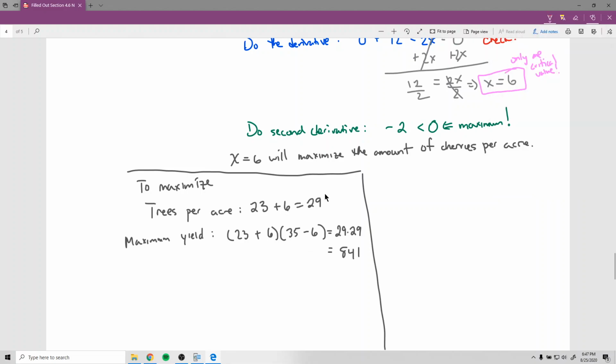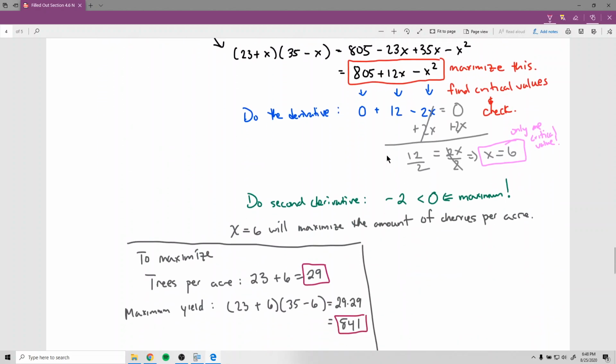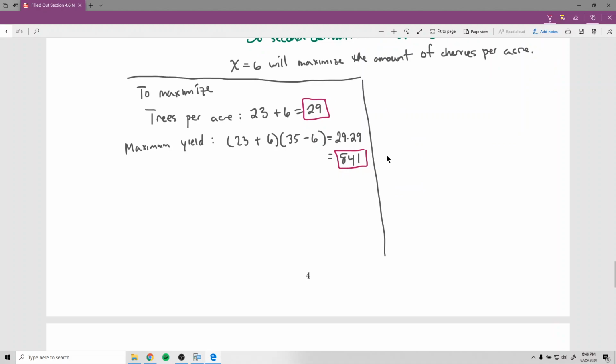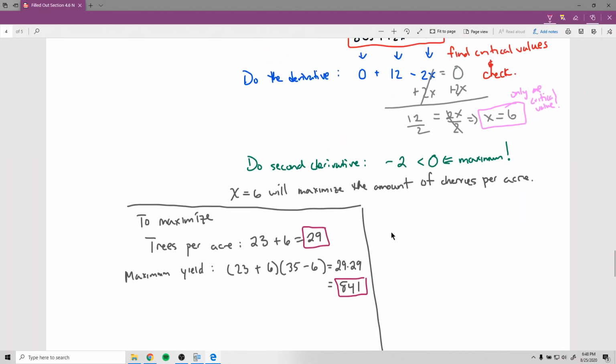So what we just figured out is if we plant 29 trees per acre, we should expect a yield of 841 pounds of cherries per acre. That's an increase of 36 from the 805 the cherry grower started with. That can make a huge difference in any type of business, because that's a pretty big increase. But it's really important, once you figure out what your critical value is and that it actually works, that you plug it into the correct thing and interpret the results.